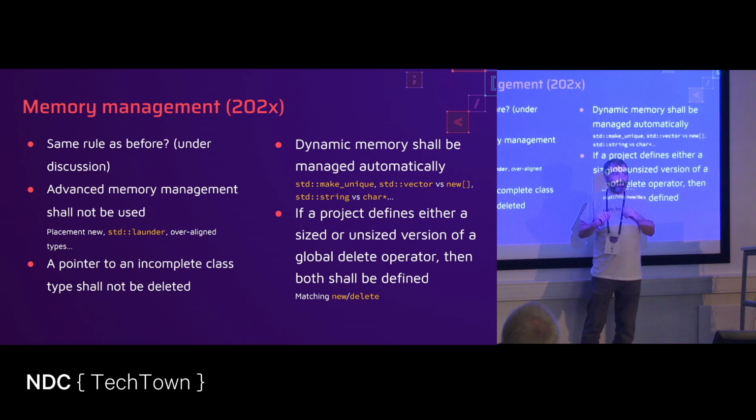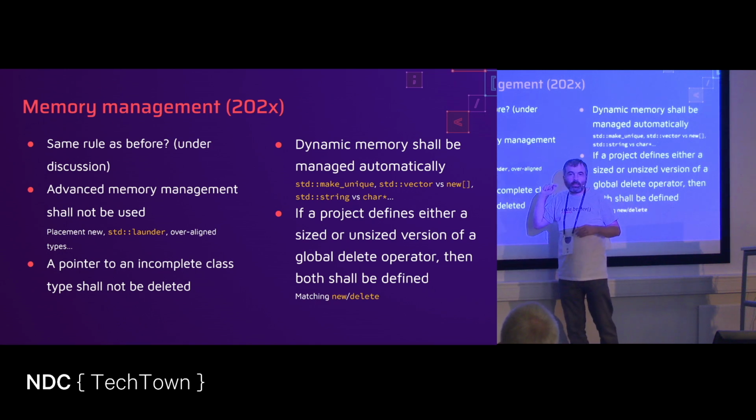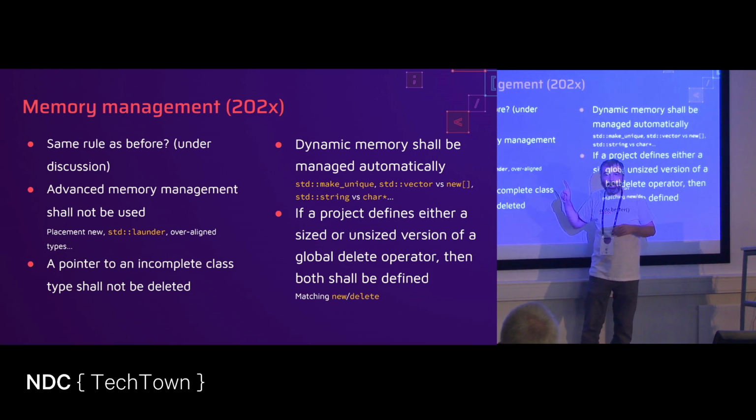There is the notion of over-aligned types. So overload of new when you can specify additional parameters, this kind of stuff. This is too complex for normal software. And once again, it doesn't mean that you're not allowed to use it. It means that if you decide you want to use it, this piece of code will require review by a specialist who can vouch that this is written correctly.